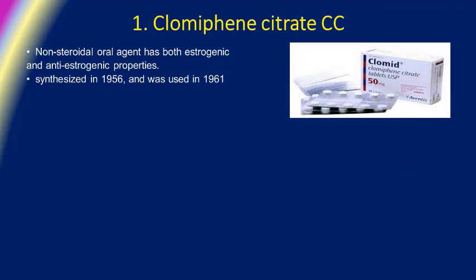First drug, or drug of choice, in the treatment of anovulation is clomiphene citrate or Clomid. What's the Clomid? Clomid is a non-steroidal oral agent, has both estrogenic and anti-estrogenic properties. First synthesized in 1956 and used for ovulation induction in 1961.